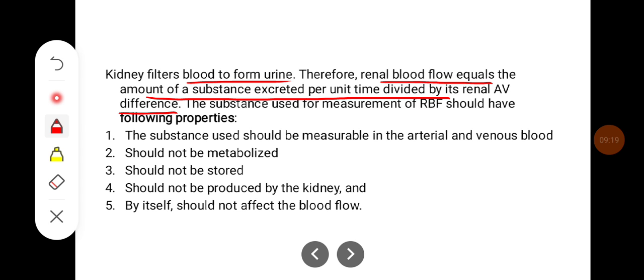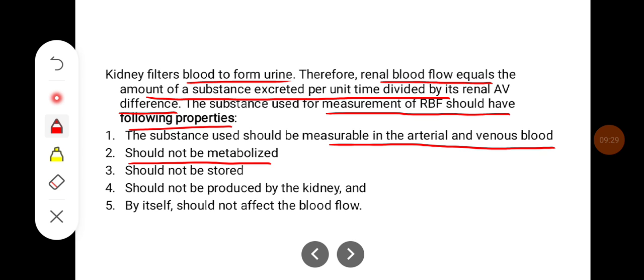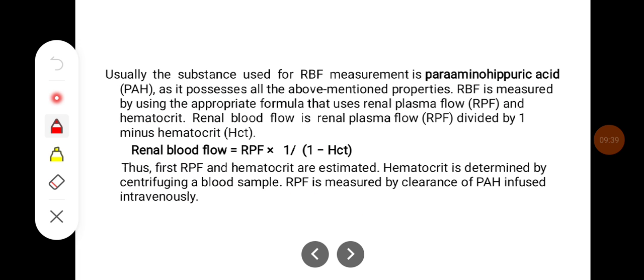The substances used for measurement of renal blood flow should have the following properties. The substance should be measurable in the arterial and venous blood, should not be metabolized, should not be stored, should not be produced by the kidney, and by itself it should not affect the renal blood flow. Usually the substance used for renal blood flow measurement is para-aminohippuric acid, as it possesses all the above-mentioned properties. The renal blood flow is measured by using the appropriate formula that uses the renal plasma flow and hematocrit.